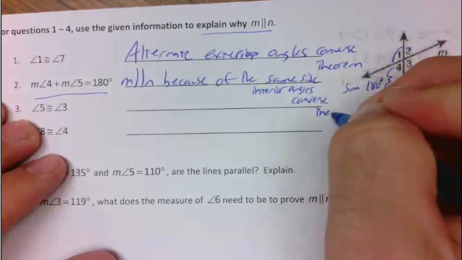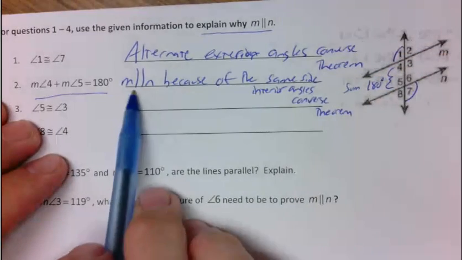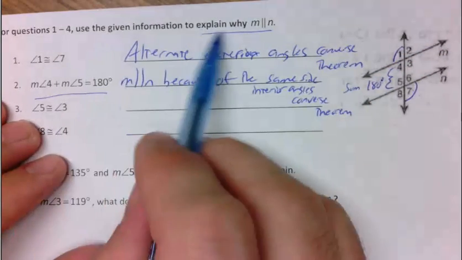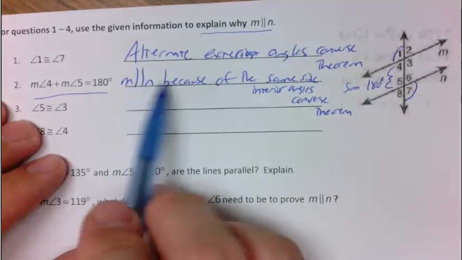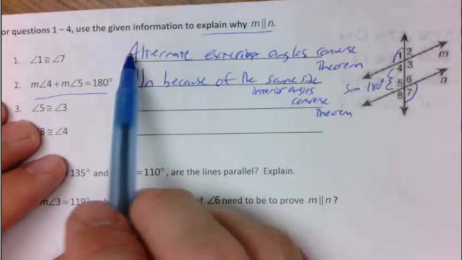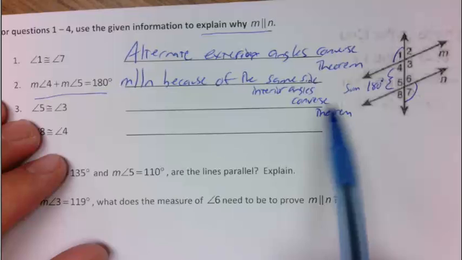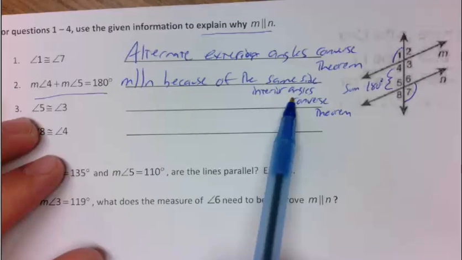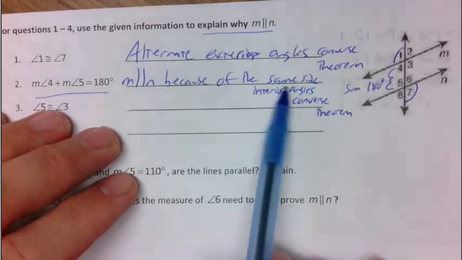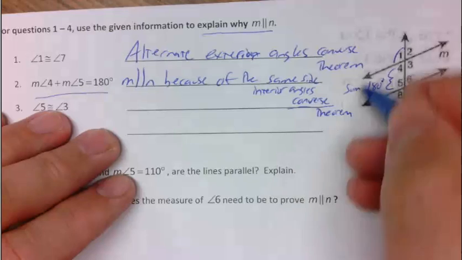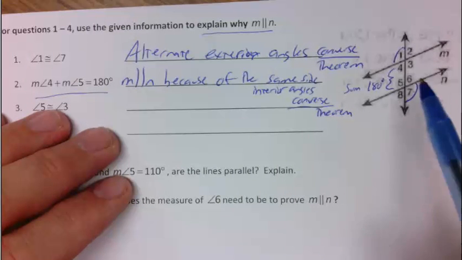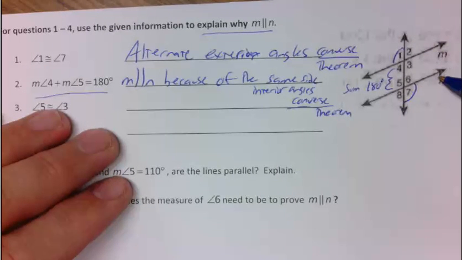I know I'm running out of room here. I think I wrote more this time. It's the same idea. They're basically saying, why is M parallel to N? Well, M is parallel to N because of this. Okay? So this is sort of your reason. This is your justification. I probably wrote more than I needed to here, but you get the idea. This is the key. We're using the converse appropriately because we're proving that the lines are parallel.